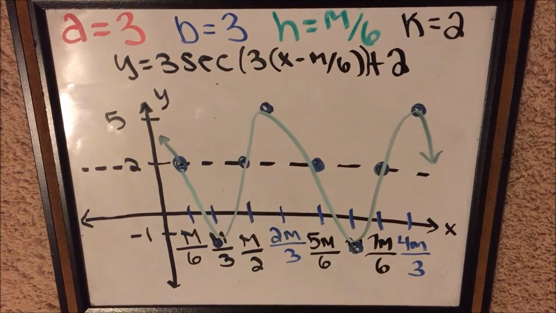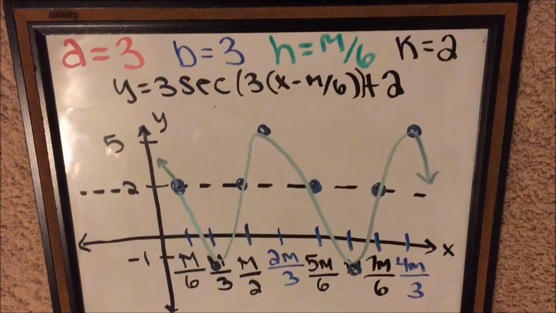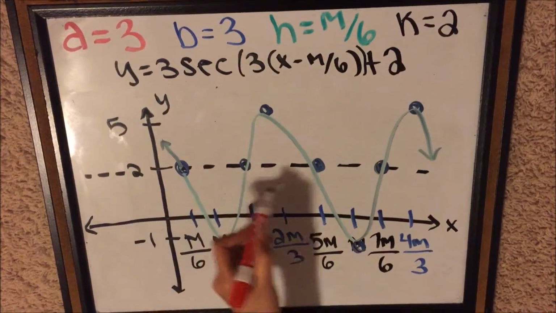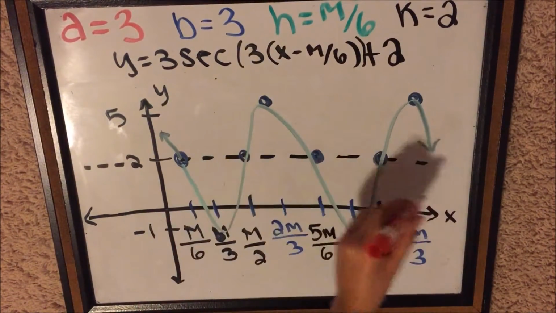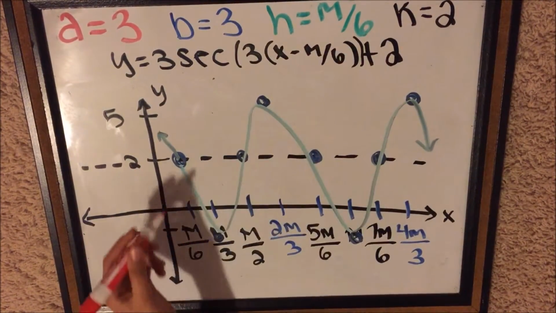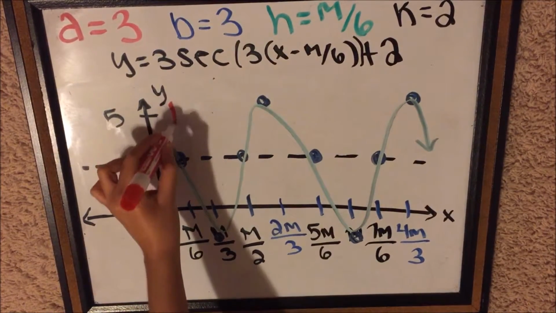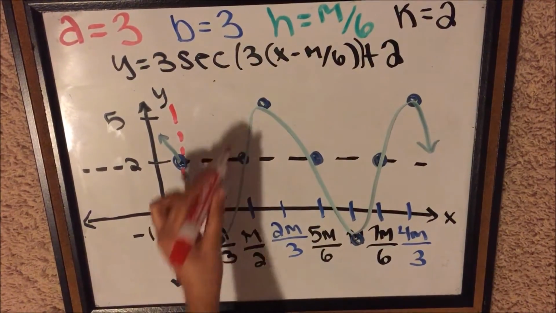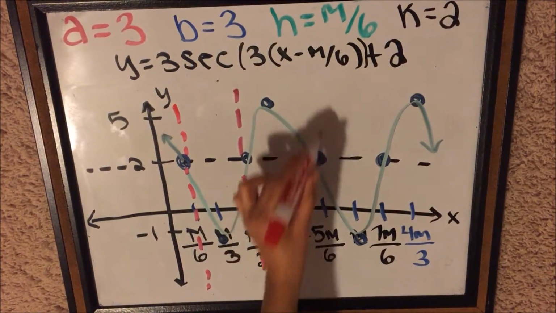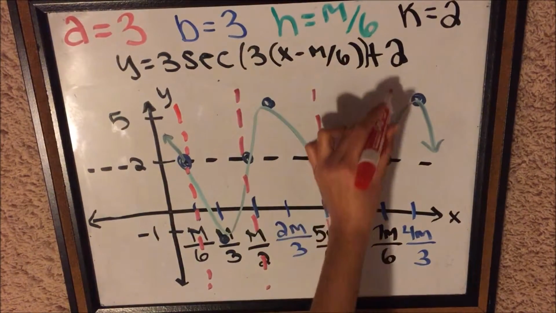Okay, now we're going to graph in our asymptotes, and asymptotes occur at the zeros of our cosine function, or where it is on the sinusoidal axis. So we have it at pi over 6, and then again at pi over 2, then 5 pi over 6, and at 7 pi over 6.